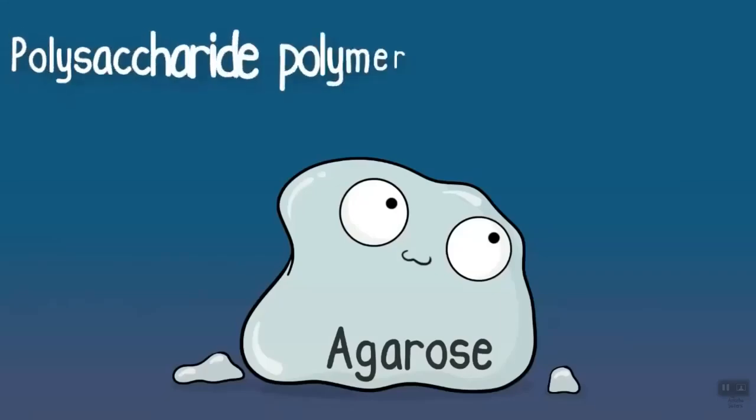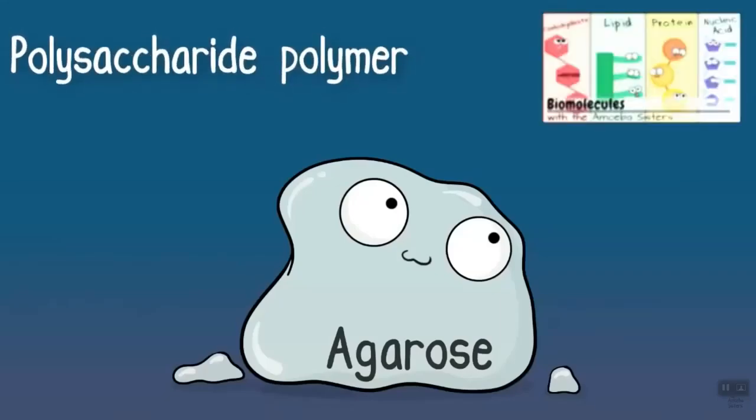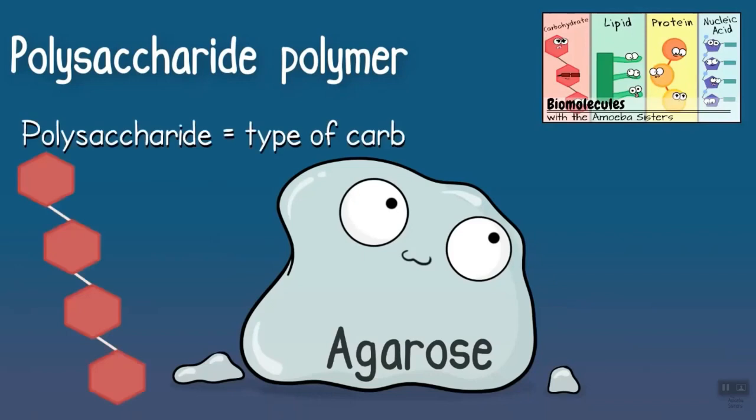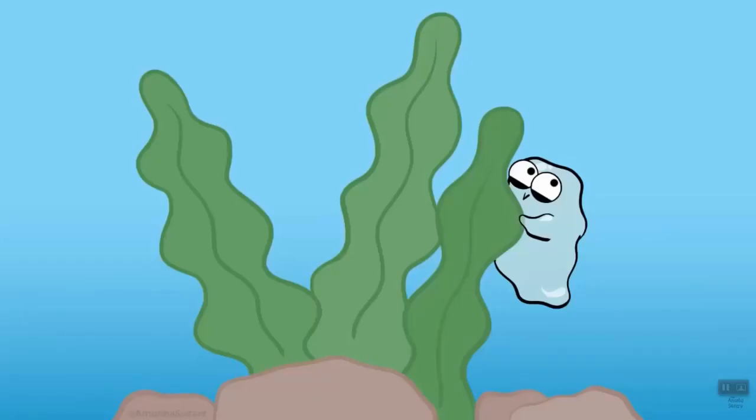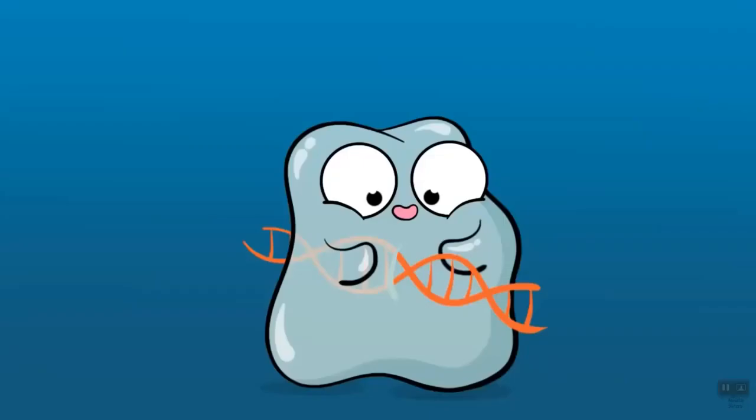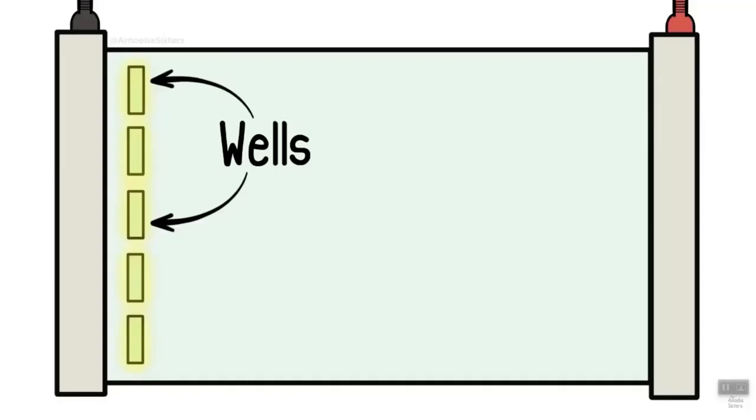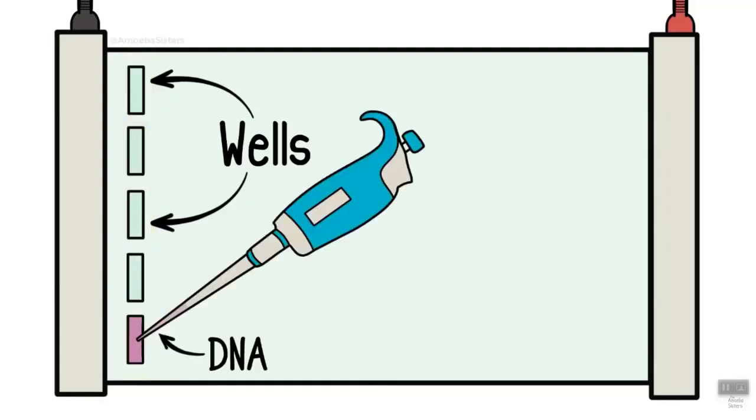Agarose is a polysaccharide polymer, which, if you remember from our biomolecule video, polysaccharides are carbohydrates. Usually agarose comes from seaweed. The agarose gel itself lets the DNA molecules travel within it. One end of the gel has these holes called wells. The wells are where the DNA is placed into.